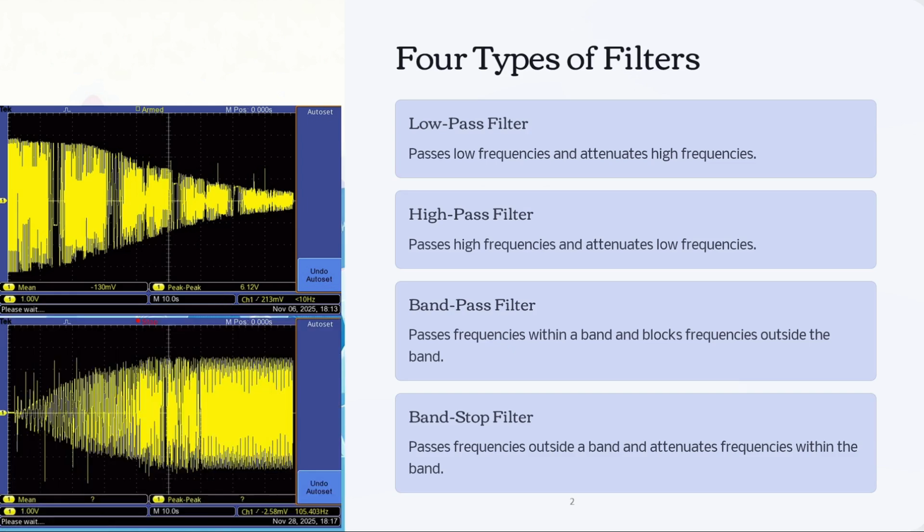Then moving on to the high pass filter, it passes high frequencies and attenuates low frequencies. You can see in this graph that it is allowing the higher frequencies to pass and attenuating the lower frequencies. Then moving forward, we have band pass filters.